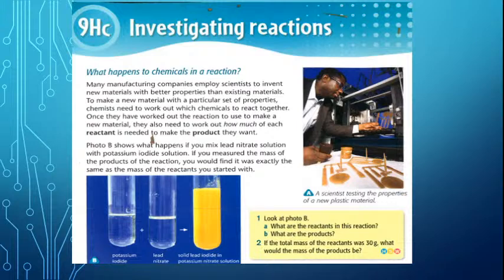And suppose the total mass of reactant is 30 gram, which means we have taken 15 gram of potassium iodide and 15 gram of lead nitrate in this reaction. So what will be the mass of the product? Obviously 30 gram. If the total mass of the reactant is 30 gram, what would be the mass of product? Obviously 30 gram. It means 30 gram is equal to 30 gram, so this reaction is following the law of conservation of mass. If you measure the mass of the product of the reaction, you would find it was exactly the same as the mass of the reactant you started with. We started with 30 gram.